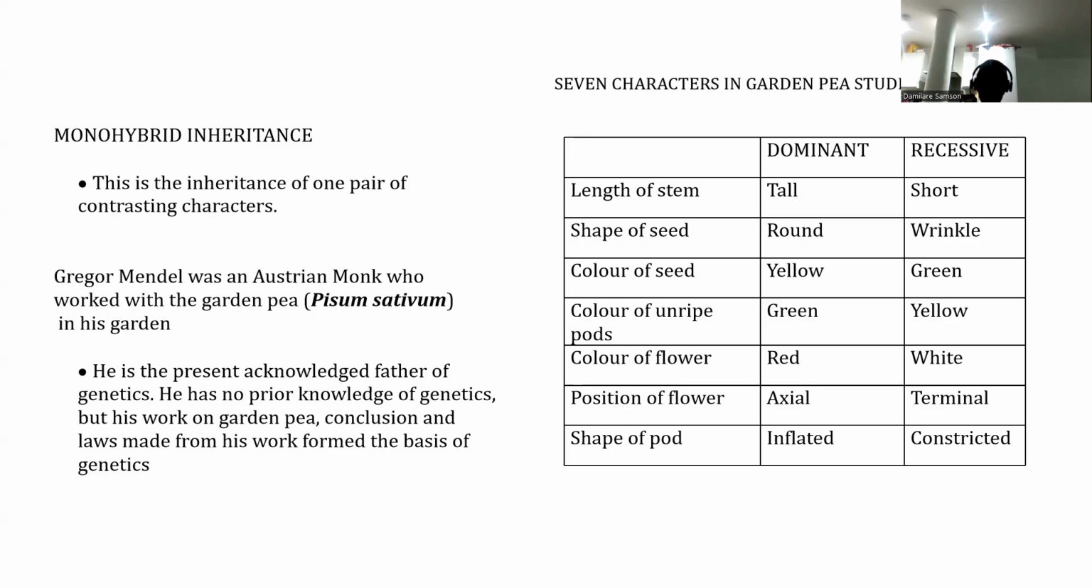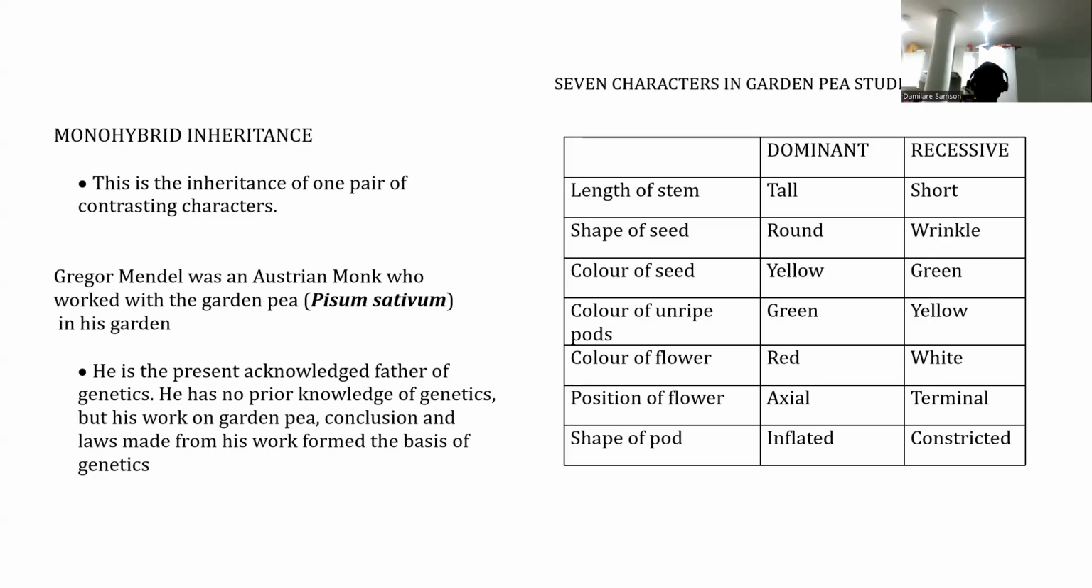Like I told you, Gregor Mendel is actually an Austrian monk, and he worked on a particular plant which is called a garden pea, Pisum sativum. Monohybrid inheritance, as I've earlier told you, is inheritance of one pair of contrasting characters. In every organism there are a lot of characteristics. The garden pea that Mendel worked on has 7 different characteristics, but in monohybrid inheritance, he only picked one and talked about that one.